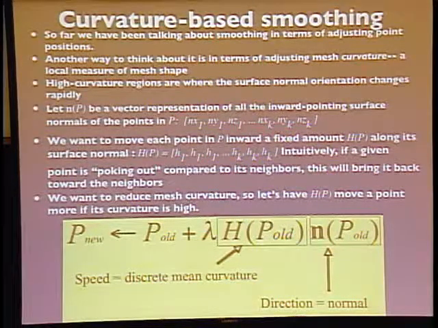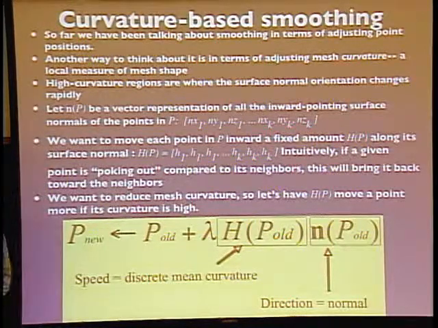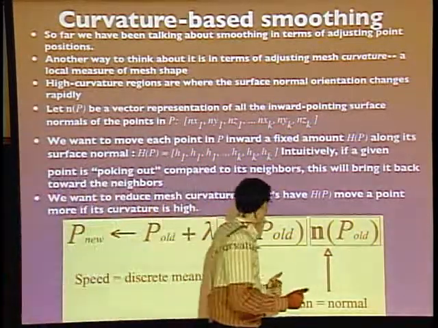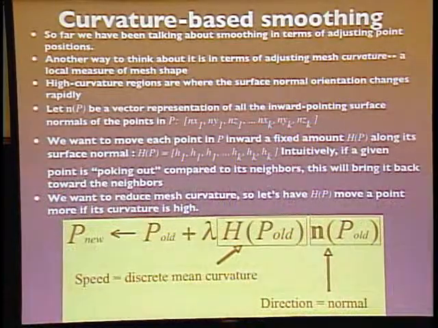So then, you can imagine, instead of formulating the process of smoothing in terms of iteratively changing the point positions, you can change that to talk about iteratively changing the orientations of normals on the surface. So, right. And in particular, what we're going to want to do is move a point a lot if its curvature is high.